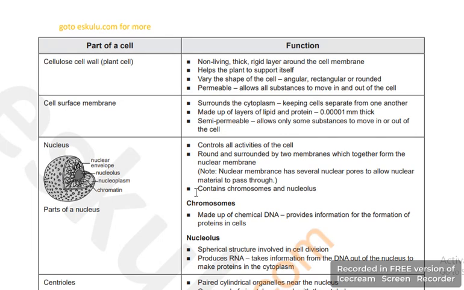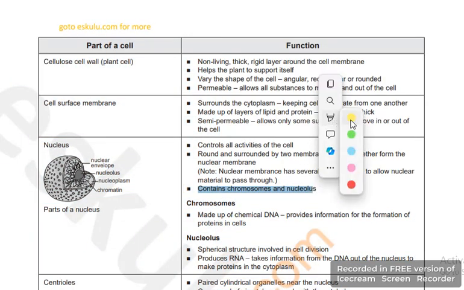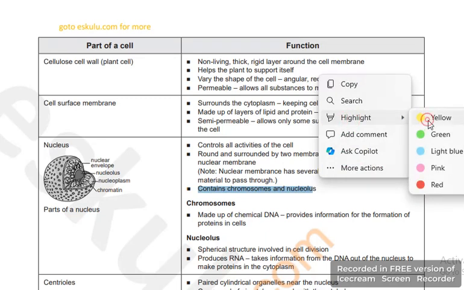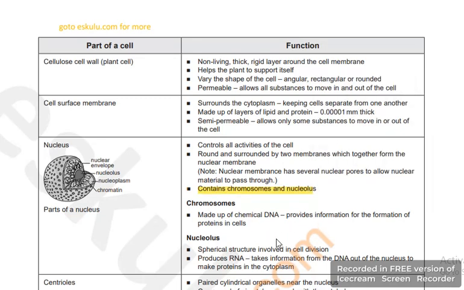Then the other point is that it contains chromosomes and nucleolus. What are chromosomes? Chromosomes are made up of the chemical DNA, which provides information for the formation of proteins in cells. The other point we have on the nucleus is the nucleolus. I'm sure we have read here where we are told that it contains these two, the chromosomes and the nucleolus.